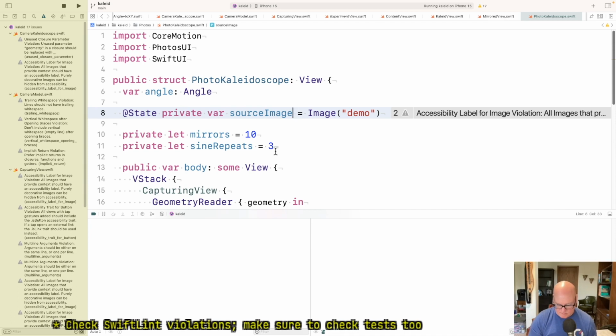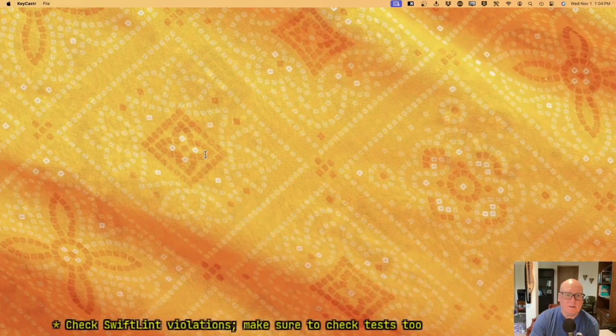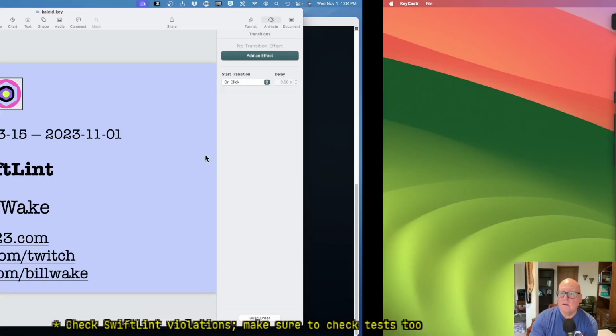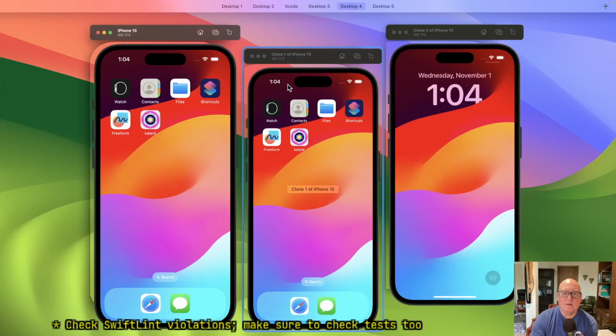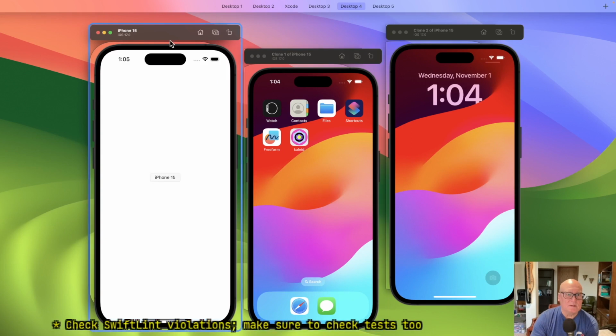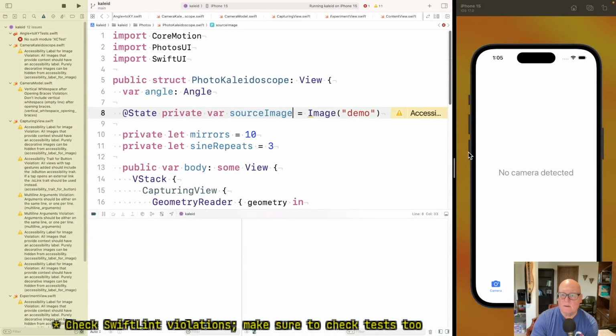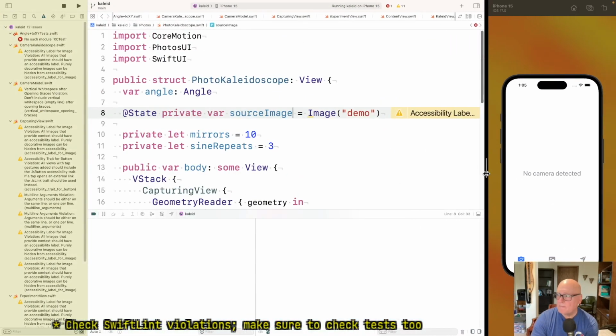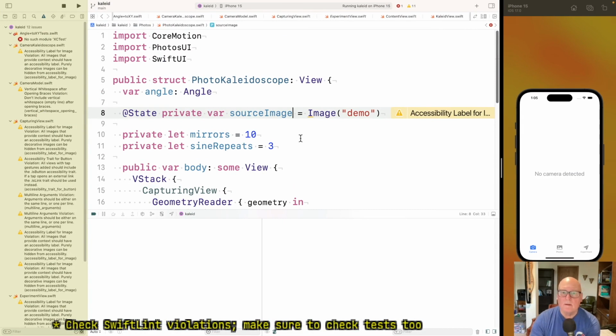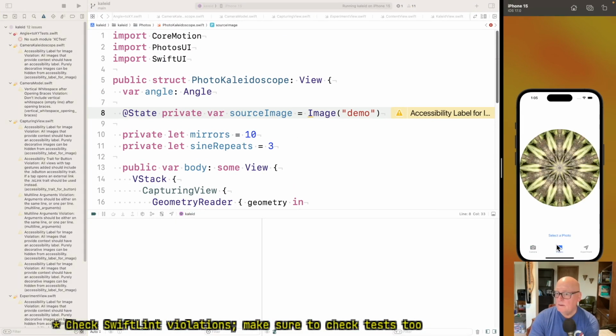Okay, let's run this. I lost track of where the running one went. Okay. Which I guess this one's actually running. We'll put it on Xcode. Okay. Good. All right. Well, let's commit. Oops, commit.